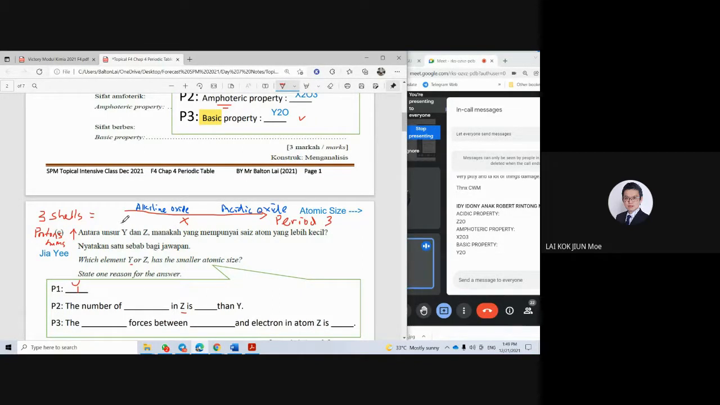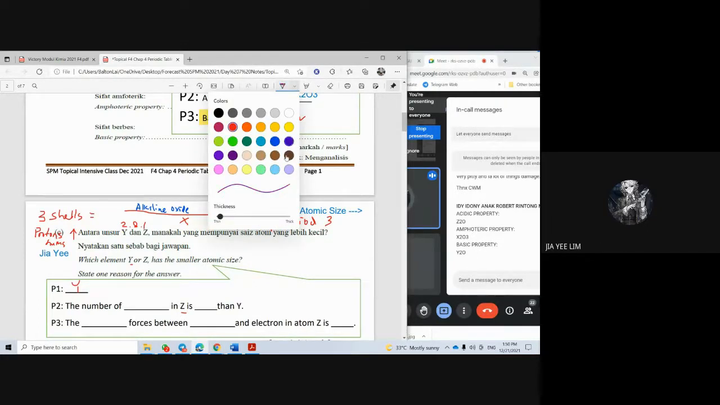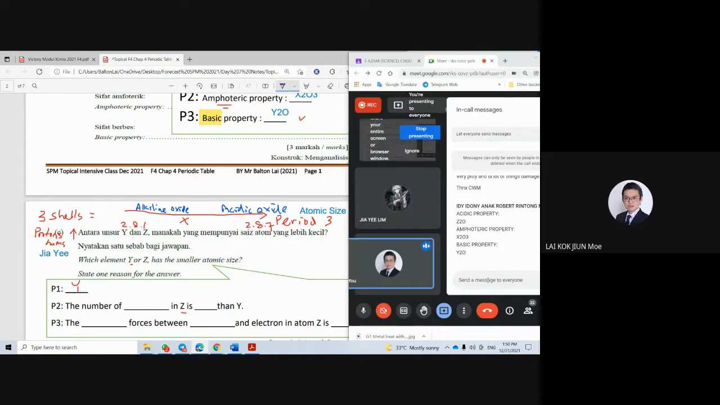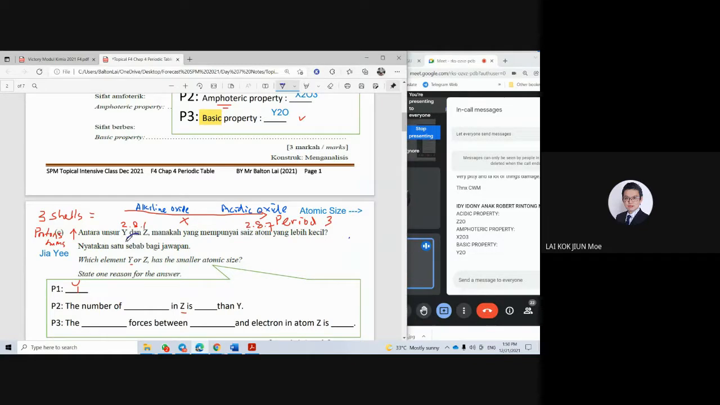That means I give you example 2.1, 2.8.1, compare with 2.8.7. Which one do you think bigger? 2.8.7. Think carefully. You see, 2.8.1. This one is bigger, but this one is smaller. Why? So this one you have to explain why the size will become like this.